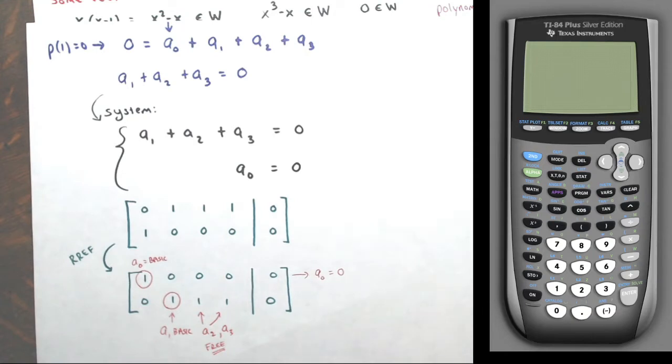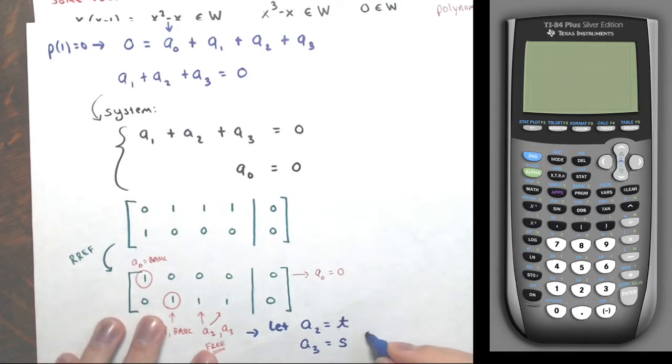So the solutions of this system, again, because these are free, I personally like doing this for free variables. You can leave them as they are, a2 and a3, but I like replacing free variables with other expressions that can take on any real number value. So I'm going to let a2 be the number t and a3 be the number s, where s and t are any real numbers.